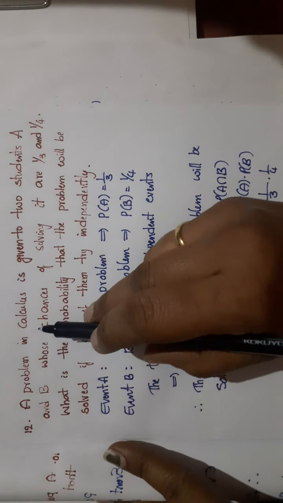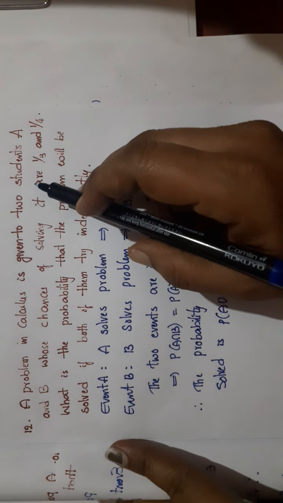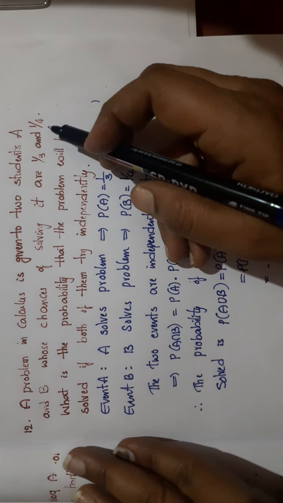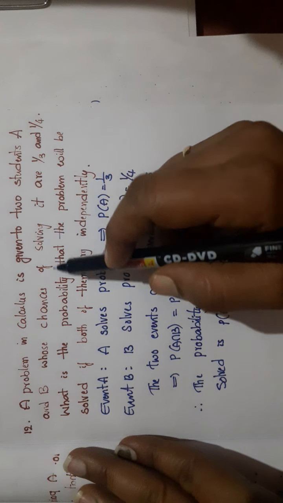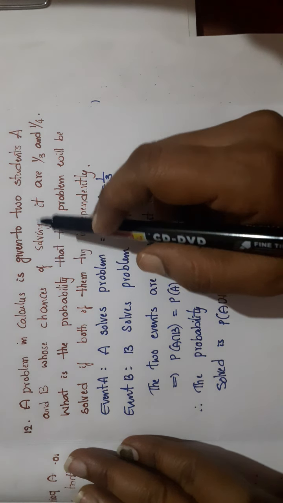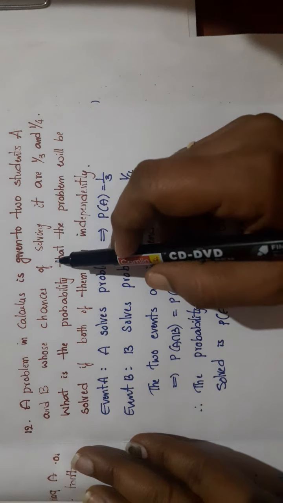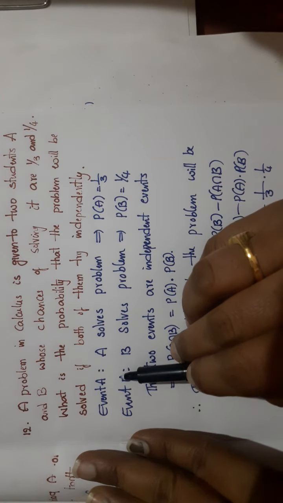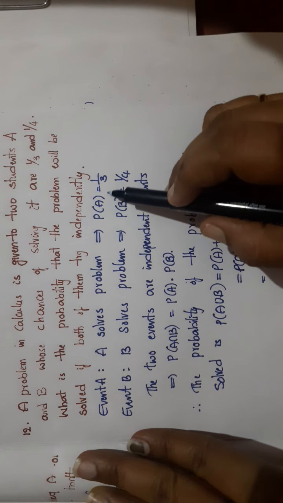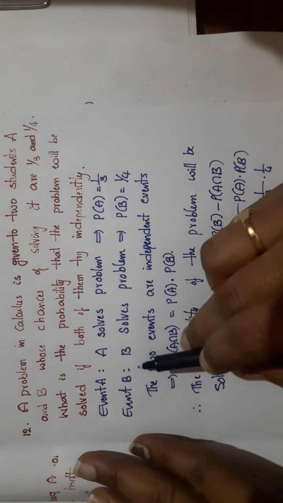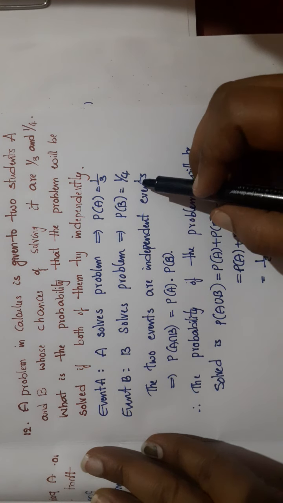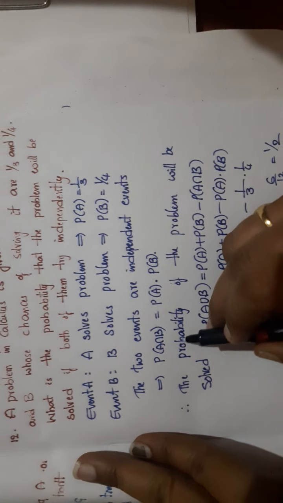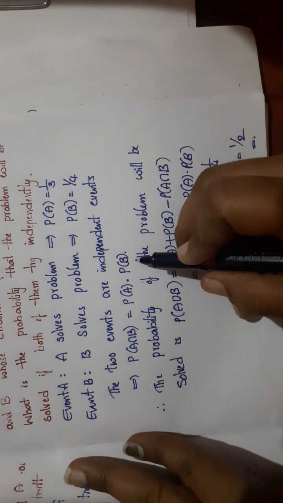See the next question. A problem in calculus is given to two students, A and B, whose chances of solving it are 1 by 3 and 1 by 4. Let us consider two events. A solves the problem, P of A is equal to 1 by 3. B solves the problem is event B, P of B is equal to 1 by 4. They are clearly independent events, not depending on each other. So P of A intersection B is equal to P of A into P of B.